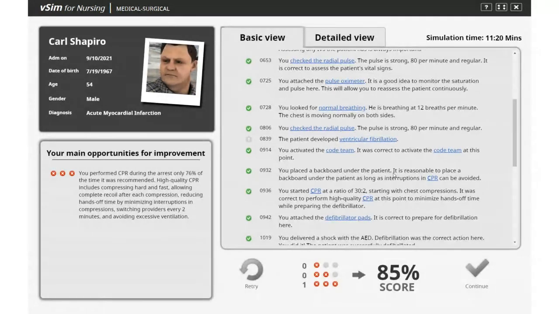So it's not necessarily a hidden secret where the right answer is. It's just we need to go back and say, I see, right? He went into vFib at 8:39. I didn't call the code team until 9:14. And really, I didn't start CPR until 9:36. Right? So that's how we utilize this in some of our learnings, going back, reflecting, looking. So that helps you along the way.